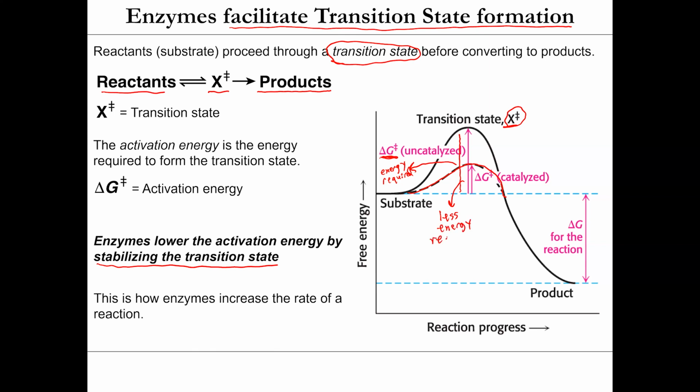So this is how enzymes increase the rate of a reaction. They stabilize the transition state by lowering the activation energy required to form that transition state. And that's how you can take a reaction that takes 78 million years and do it in a few seconds, because it needs to form that transition state. And that 78 million years results from the inability of that reaction to quickly move into the transition state. So again, enzymes increase the rate of reaction by stabilizing the transition state and lowering the activation energy required to form that transition state.